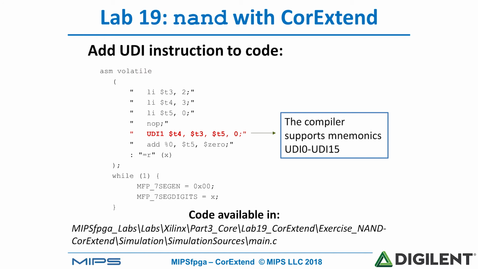The final step is to add our UDI instruction to our program. So here's an example of using UDI1. It's going to take T4 and T3, NAND those together, and put the result in T5. Note that the compiler supports mnemonics UDI 0 through UDI 15. In this example, it will display the result of that NAND operation on the 7-segment displays. So in this case, the answer should be hex, all Fs, and a D.